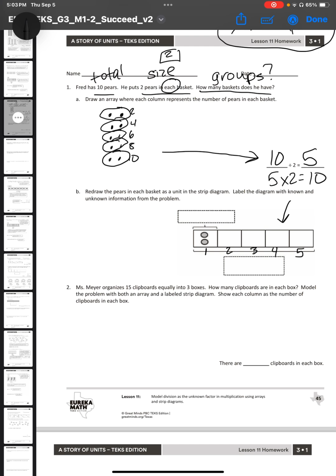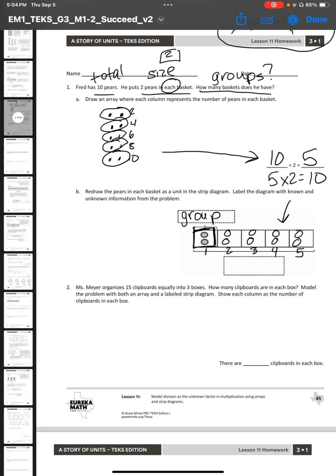To finish filling in the strip diagram, what we need to do is put the number of pears in each group. And they did that on the first one for us. We determined that there were 2 pears in each group. Now they want us to label the parts of the strip diagram. The top label that I would give would be a group. This whole section here is a group. The number within a section is the size of the group.